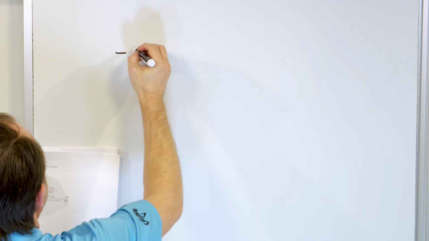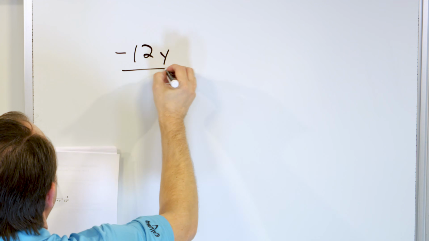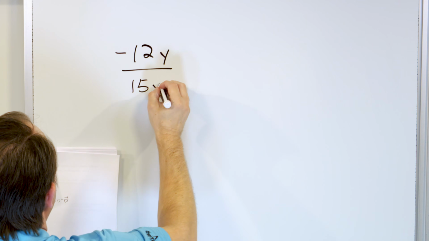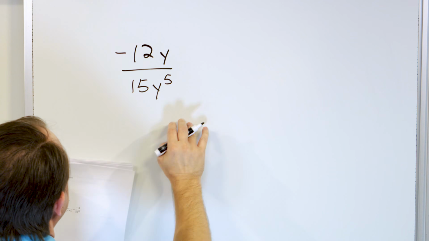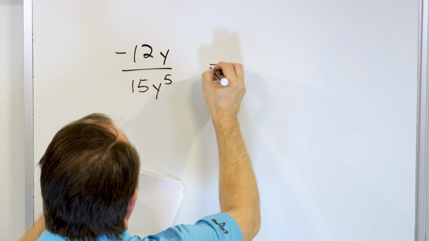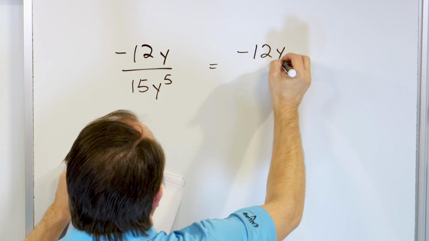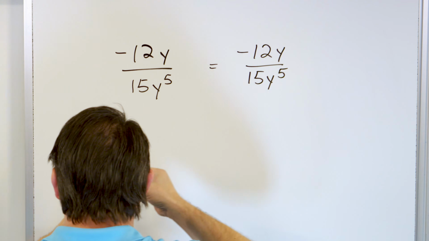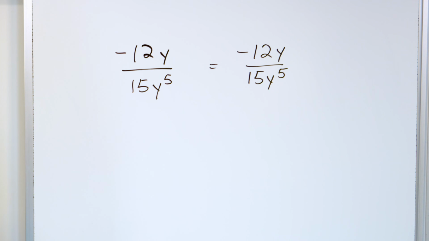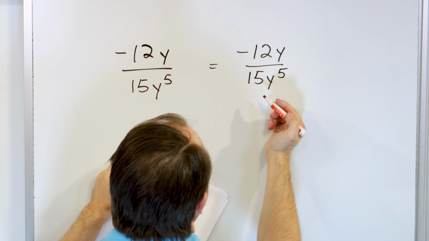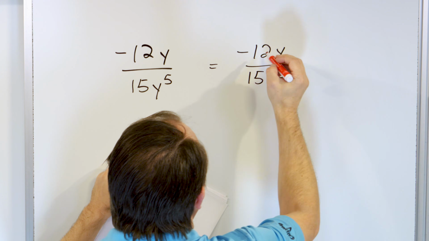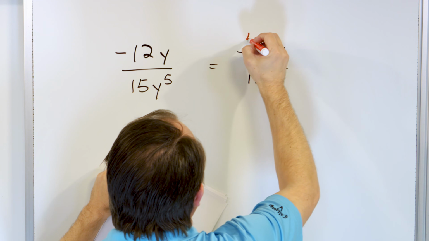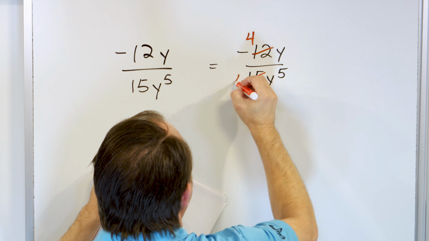Here's our final problem, negative 12y over 15y to the fifth. Okay? Let's rewrite it, negative 12y over 15y to the fifth. Just to do something different, let's do it with subtracting these exponents here. Let's work with the numbers first. I can divide by 3. 12 divided by 3 is 4, and 15 divided by 3 is 5.